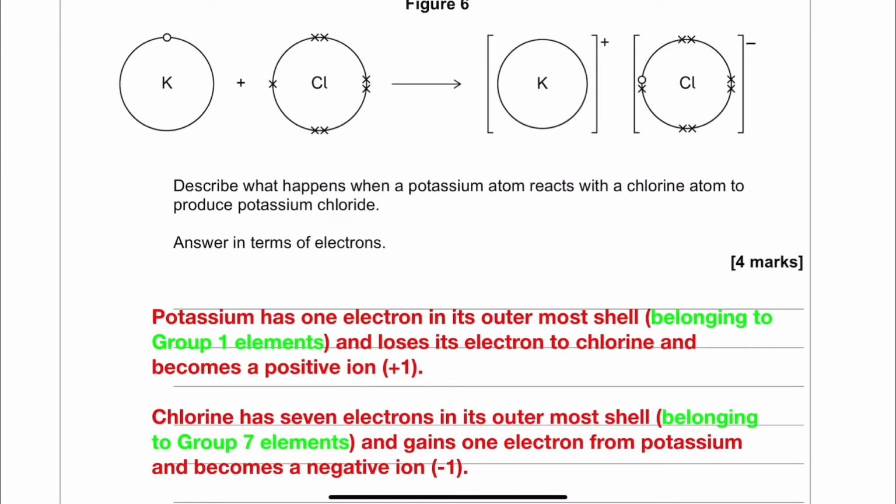Potassium has 1 electron in its outermost shell and we know that it belongs to group number 1 elements and loses its electron to chlorine and becomes a positive ion with a +1 charge. Whereas chlorine has 7 electrons in its outermost shell and belongs to group number 7 elements and gains 1 electron from potassium and becomes a negative ion. We can see here that on gaining the electron it becomes a negative ion.